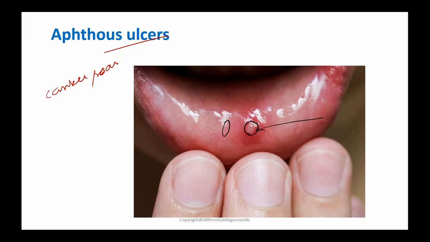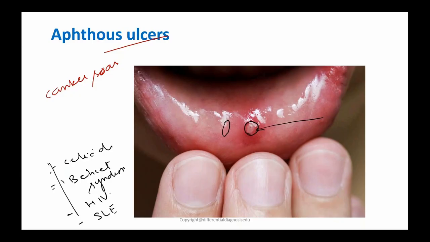Sometimes people have recurrent aphthous ulcer, and it's commonly associated with celiac disease. Celiac disease, there is another syndrome, Behcet syndrome. Sometimes HIV, like we discussed. SLE can also cause recurrent aphthous ulcer, also called canker sore, associated with celiac disease, Behcet syndrome, HIV, and SLE.